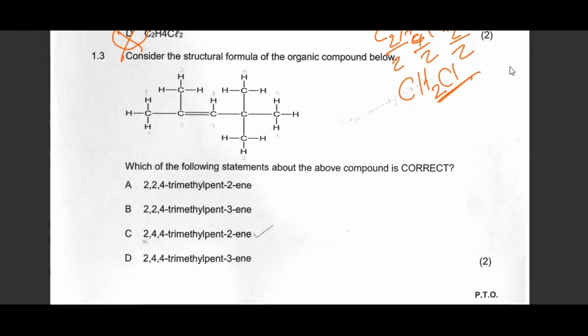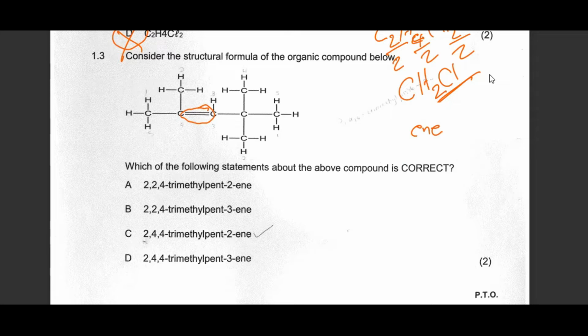Then they're saying consider the structure formula of the organic compound below. Once you are given this, first identify its homologous series. You find out that it is an alkene. It has two bonds between the two carbon atoms. So since I know that it is an alkene, it's going to end with that. Now I have to find out the longest chain.